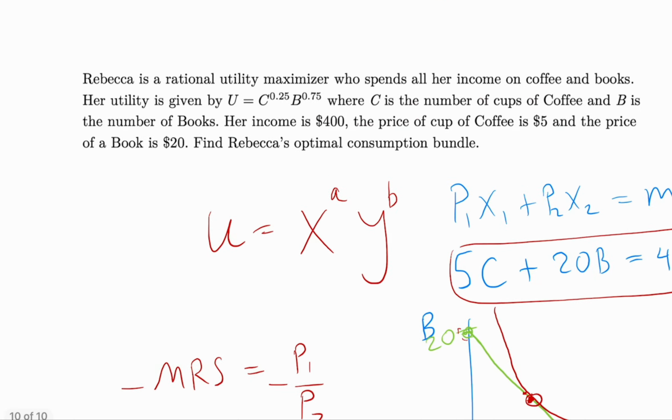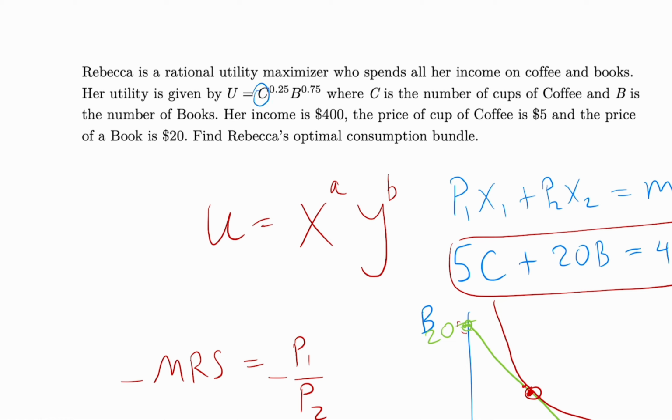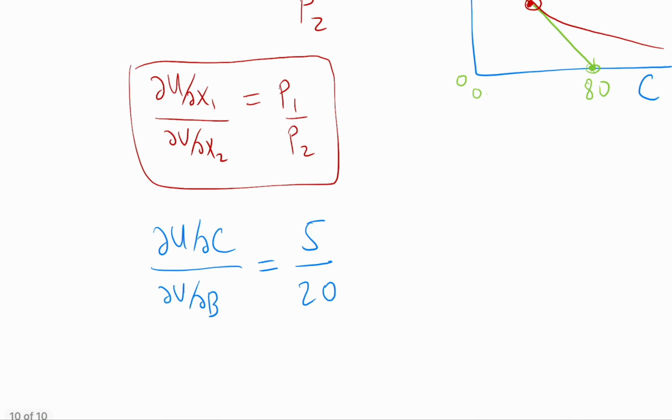Now, notice philosophically here, we didn't really specify which is the x-axis good and which is the y-axis good. I just assumed that the first letter I saw was the x-axis good, c. But philosophically, it doesn't matter if you were to switch those as long as you're consistent. So if you treated good 1 as books, then that's fine. You would just have 20 on top here, but then you'd have this derivative on the numerator there, and so the ratio is going to be the same. So it doesn't matter what you do as long as you're consistent.